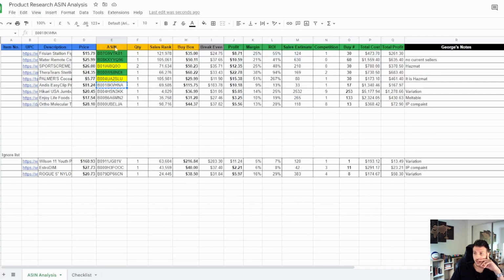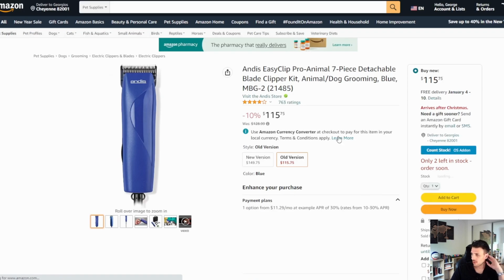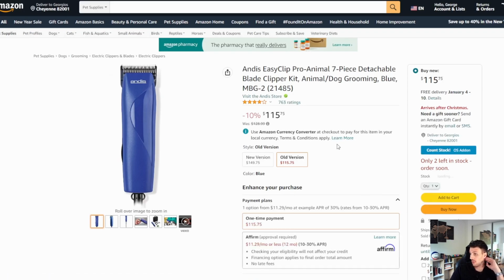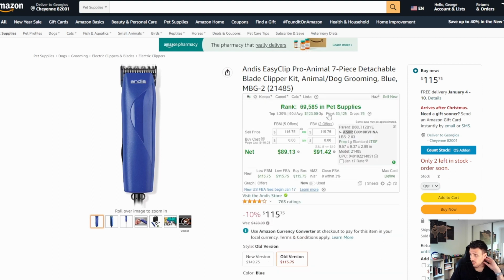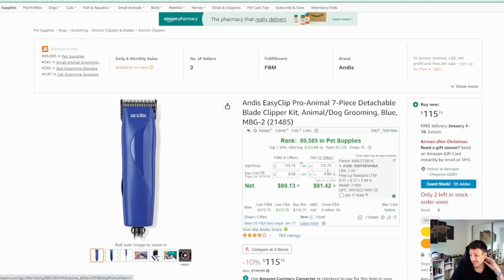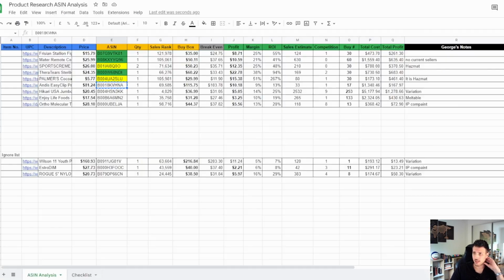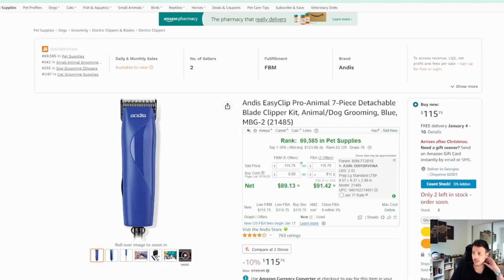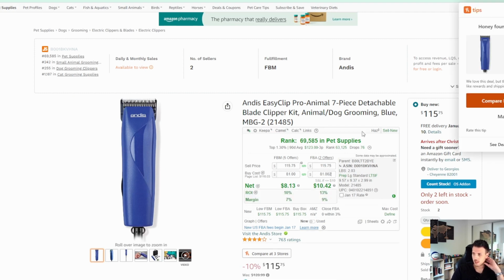Okay, that's the product there. It's going to cost us $81.24 to source. All right, so a few things we're going to consider. We're looking at the price. Obviously, it's $115, but that's an FBM seller. So we could potentially, as an FBA seller, we could probably beat them. So it's $81.24. Okay, so $10.18 worth of profit.